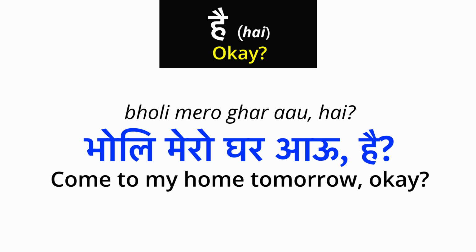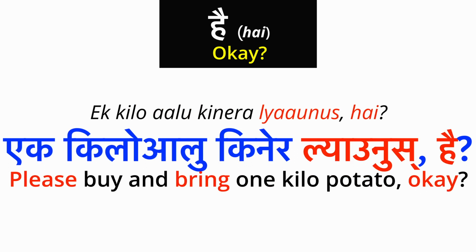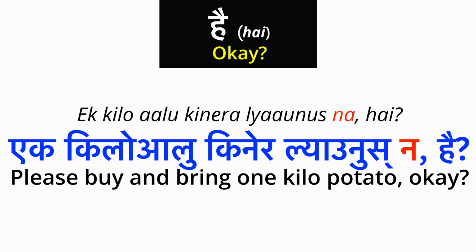Next example is 1 किलो आलु किनेर ल्याउनुस् है. Please bring 1 kilo of potatoes, okay? So here you can also use a double particle. That means you can also say 1 किलो आलु किनेर ल्याउनुस् न है. Remember the na from the previous example, when we use na to make the sentence polite. So you can also repeat two particles in the same sentence.